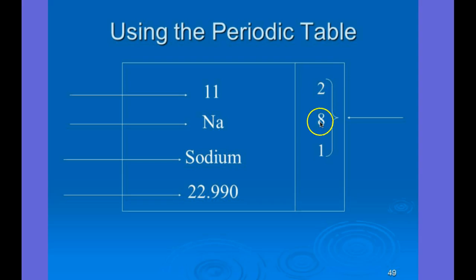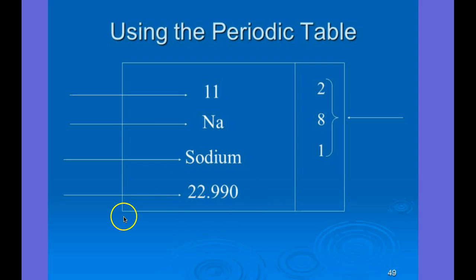These things here, 2, 8, and 1, those are the electrons in the energy levels. And the 2 is the one closest to the nucleus, and then the 8 and the 1. 11 is the atomic number. That's the element symbol. That's the element name. And this is the average atomic mass.